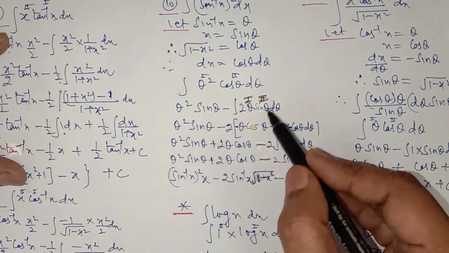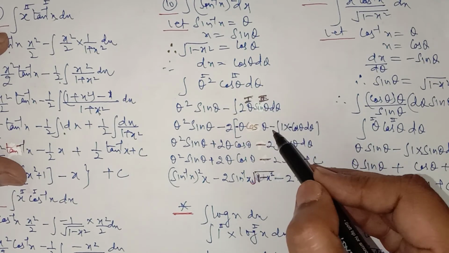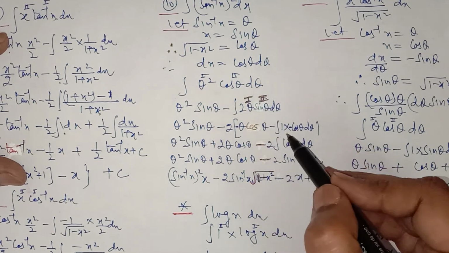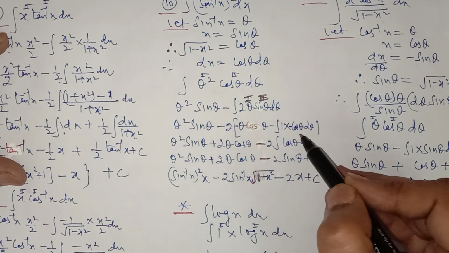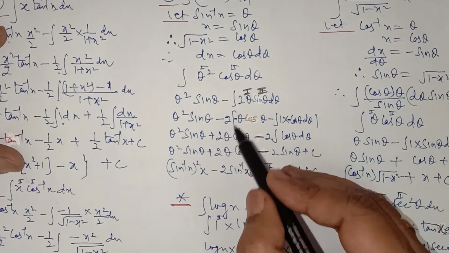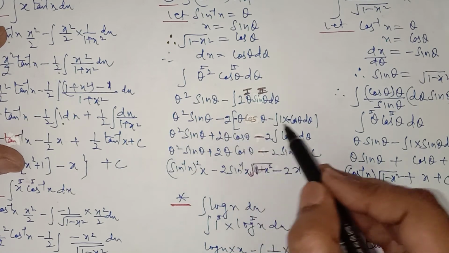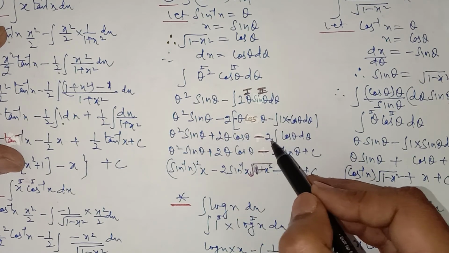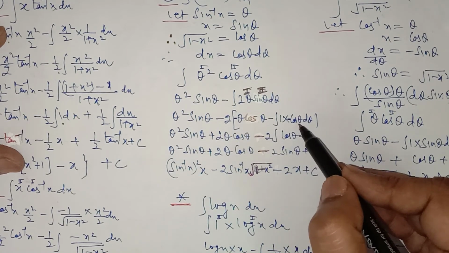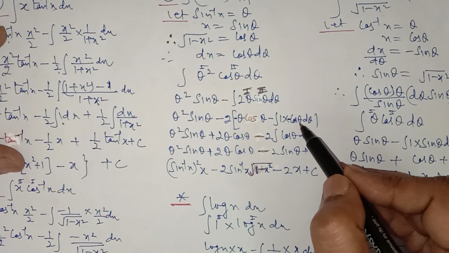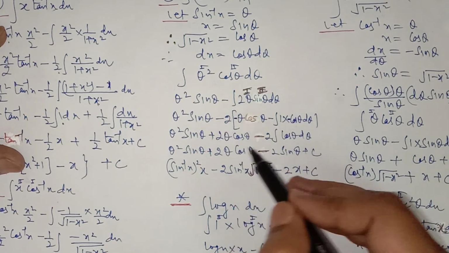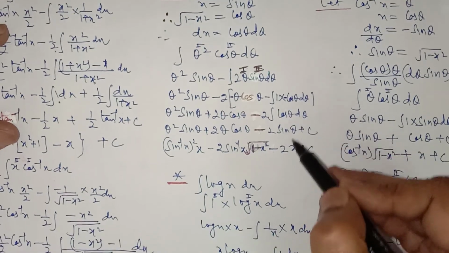First function as it is, integration of sine is minus cos, minus derivative of first, the derivative of theta is 1, and minus cos theta. Arrange the negative sign, minus minus plus, 2 theta cos theta, minus minus minus, it will be negative 2 integration of cos theta. Integration of cos theta, so negative, integral of cos theta is sin theta plus c.